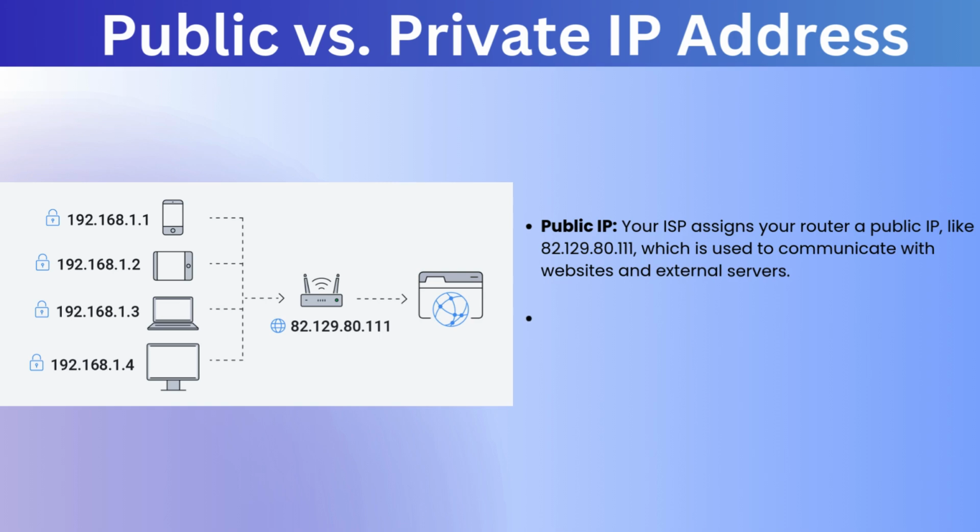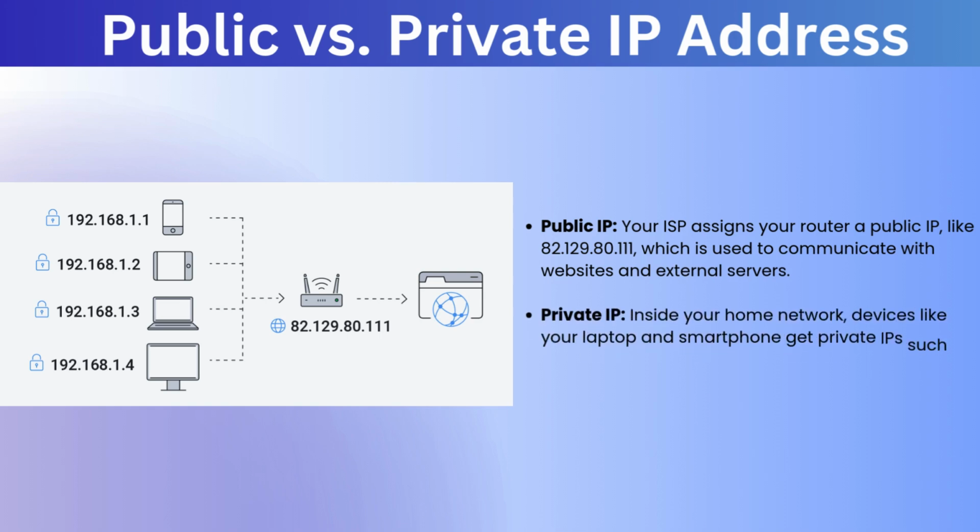So, public versus private IP address. In public IP, your ISP assigns your router a public IP. Like here in the picture, 82.129.80.111 is a public IP, which is used to communicate with websites and external servers. On the left side, we see a phone and a laptop device, whose IP addresses are private IPs.